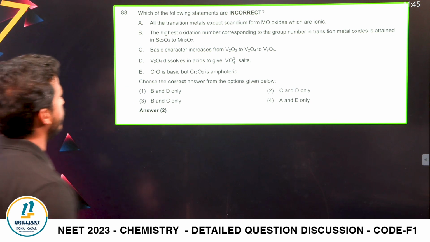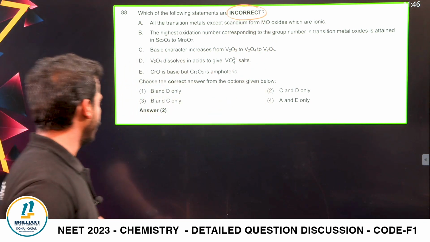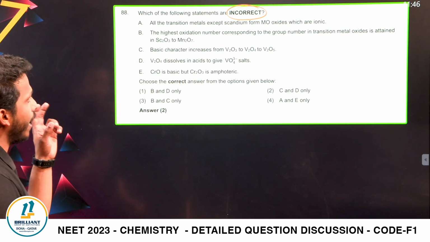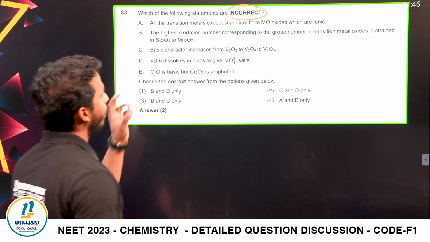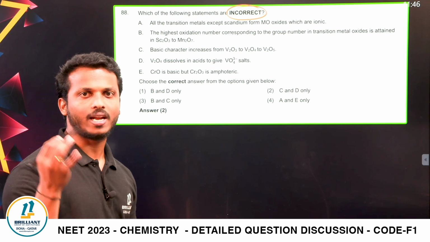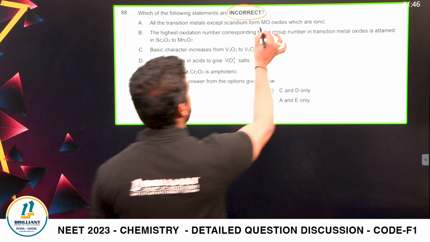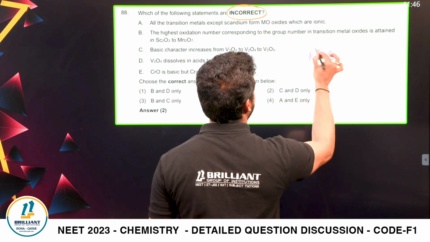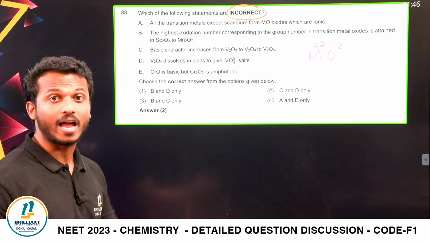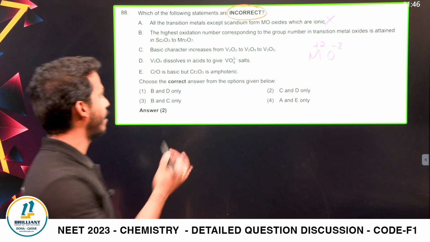88. Which of the following statements are incorrect? All are questions from the transition d-block elements chapter, dear all. All the transition metals except scandium form metal oxides which are ionic. You know scandium's speciality, its only major oxidation state is +3. If it is MO, that means metal +2, oxygen -2. Is scandium in +2 state? No, scandium is in +3 state. So this one is an incorrect statement, a correct answer.